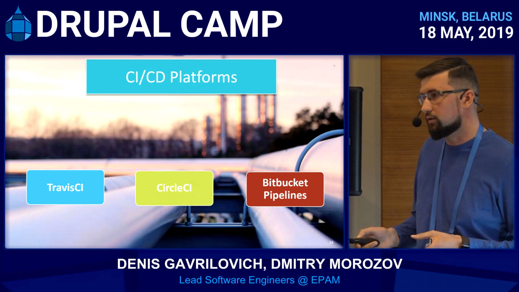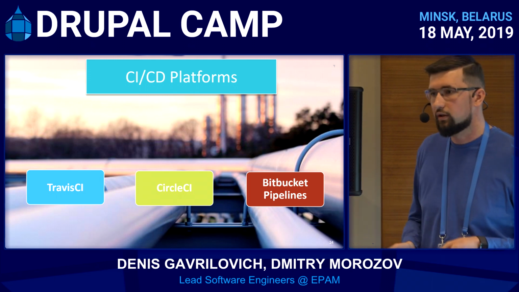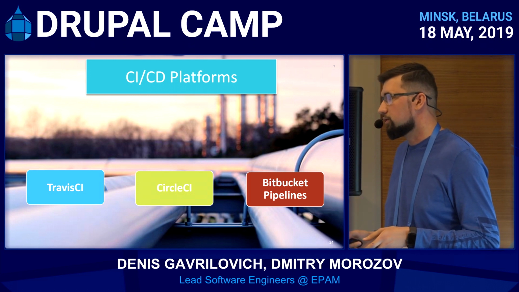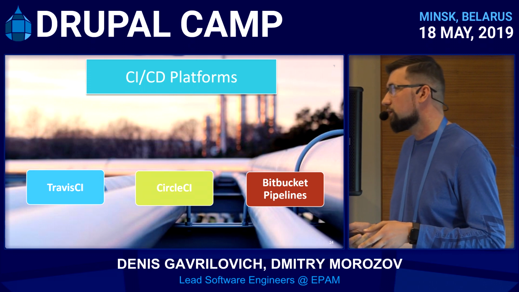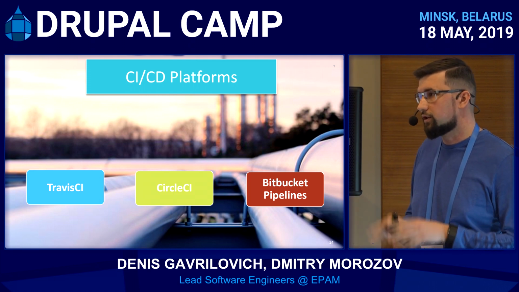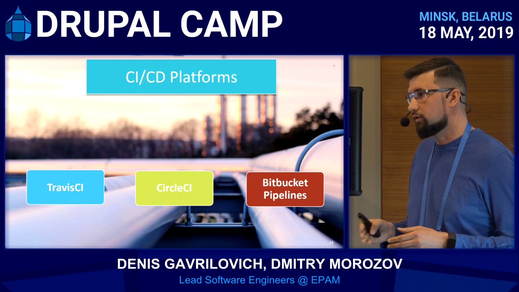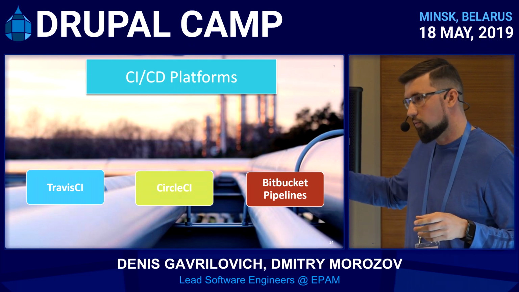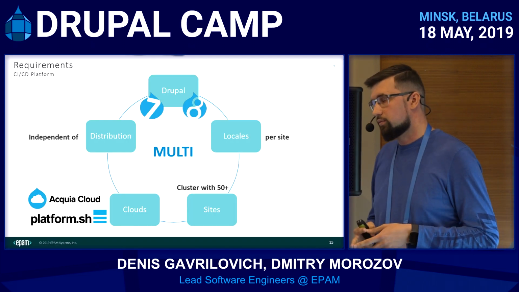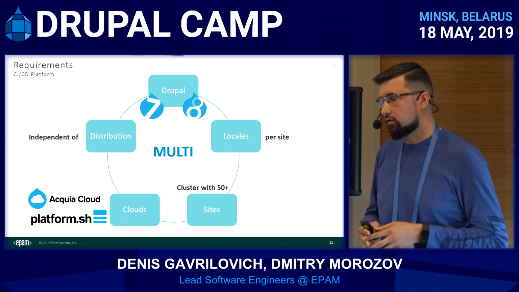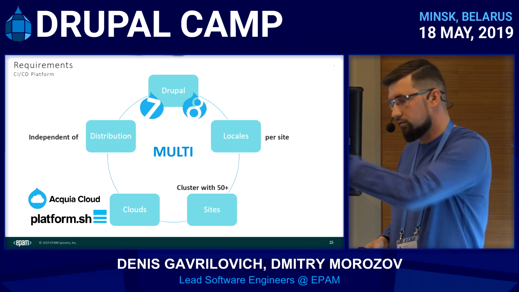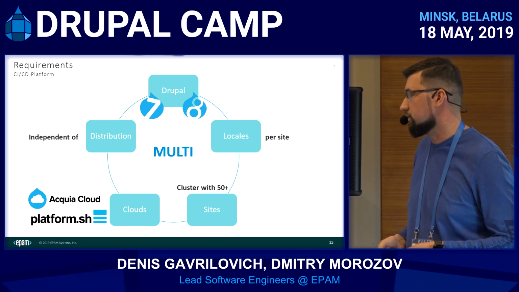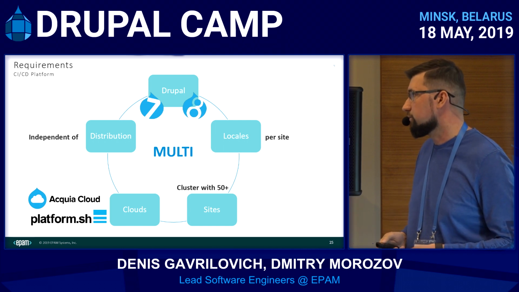The main requirement can be described in a single word. This is multi. So such a system should support multiple Drupal versions. It should support different distributions of Drupal. It should support different target clouds. So we should be able to deploy to Acquia, to Platform.sh, to AWS, or synchronize sites from one cloud to another. Also, it should support multisite and copying DB and files from one multisite to another multisite, for example, and also support multi-locales in multisite too, to run different tests, for example.